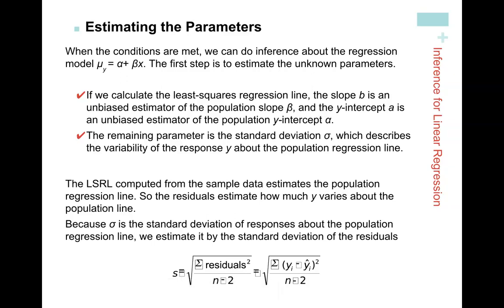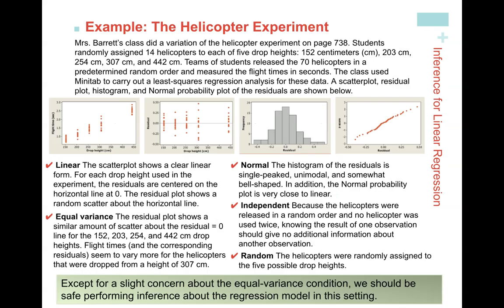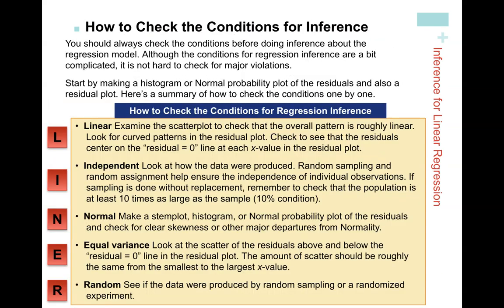This is Mr. Lee. This is part two of our chapter 15 lecture. So in the first lecture that we had in class, basically we just went over the conditions of what you have to check for inference for regression. So we have the mnemonic LINER.